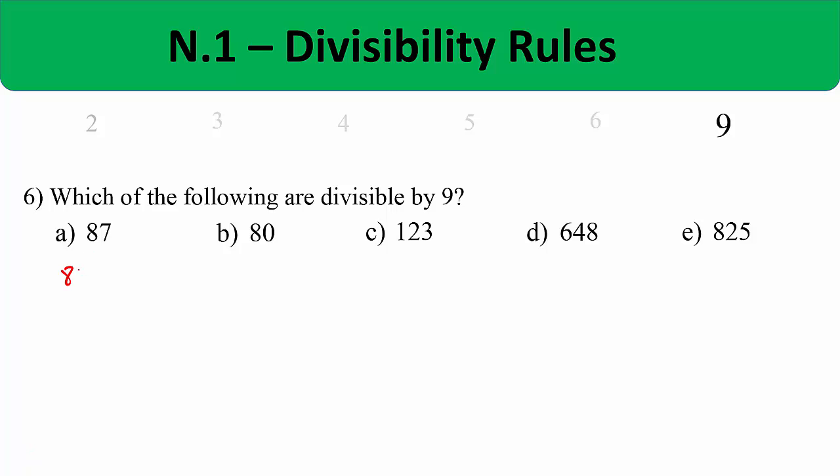So here, if we add the digits together, we get 15, which is not divisible by 9. Here we get 8, not divisible by 9. Here we get 6, no. Here we get 18. 18 is divisible by 9, so that tells me that the original number is also divisible by 9. And lastly, here we get 15 when we add the digits together, which is not.